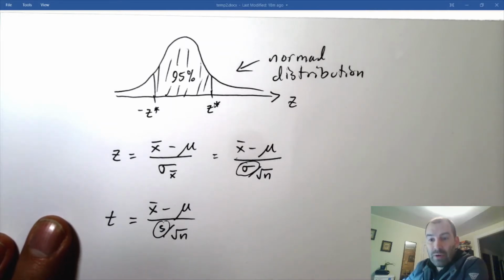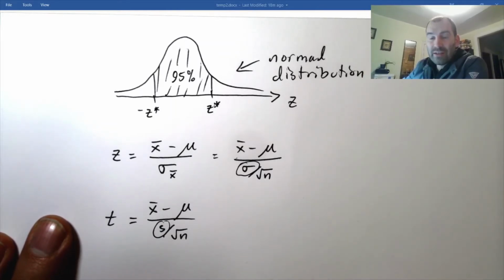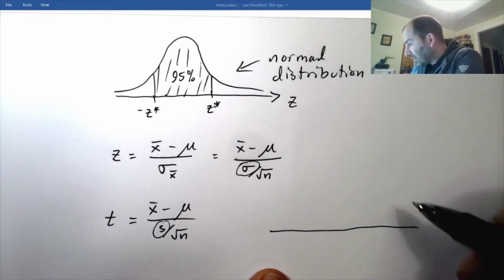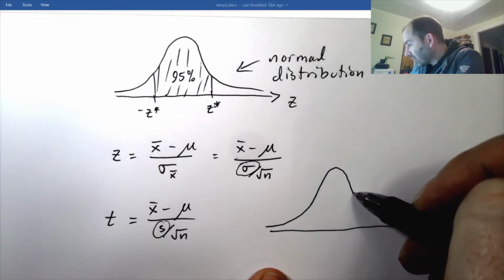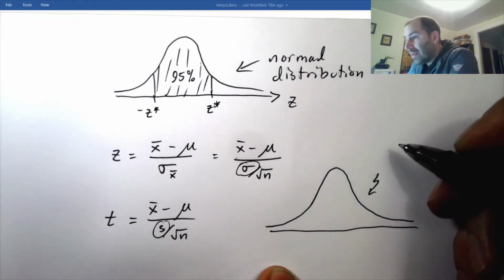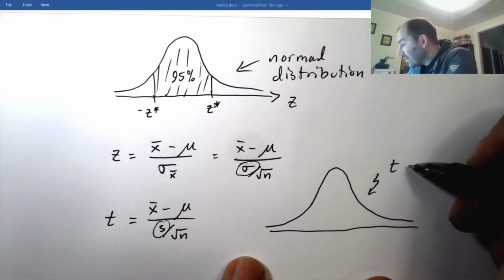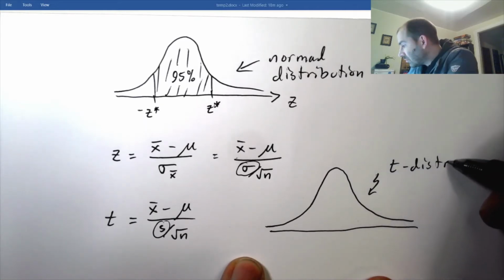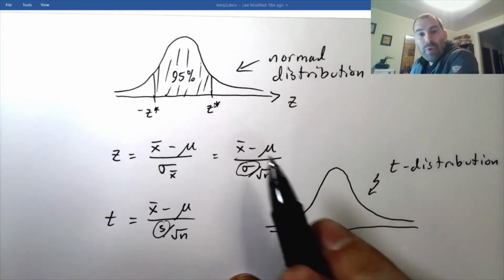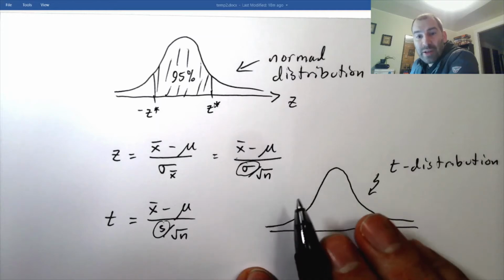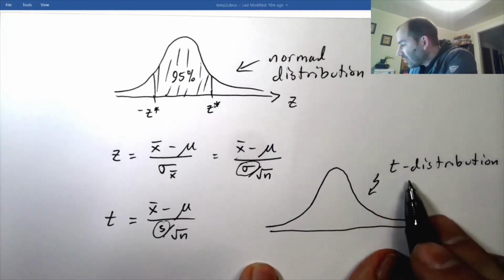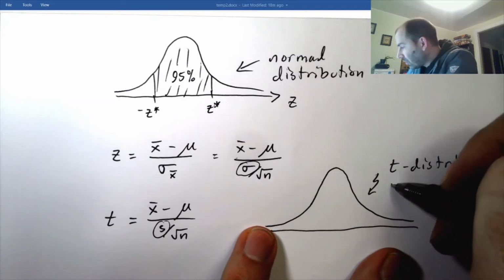So let's imagine the distribution. It turns out it is bell-shaped. It looks almost normal, but it's not exactly normal. This is a t distribution. But we want to proceed the same way. So it's slightly different than a normal distribution. It's actually the t distribution with n minus 1 degrees of freedom.